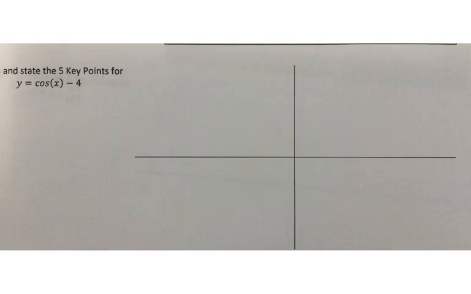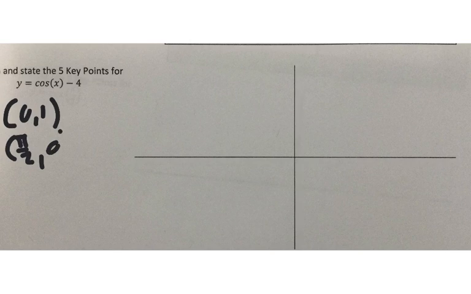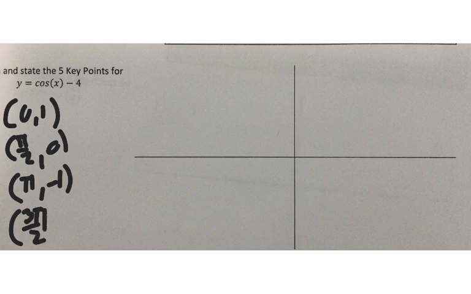So now we want to graph and state the 5 key points for cosine of x minus 4. So I see this one is a cosine graph. So when I list my critical points for cosine, that one starts at (0, 1). So we start on a high point, and then we're going to go to (pi over 2, 0), (pi, negative 1), (3 pi over 2, 0), and (2 pi, 1).